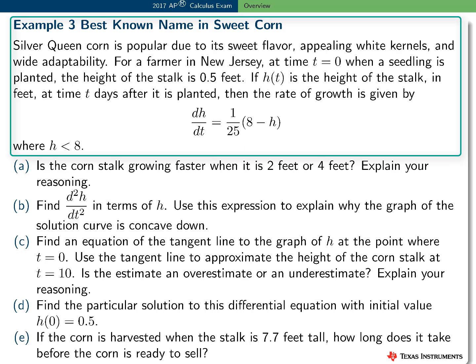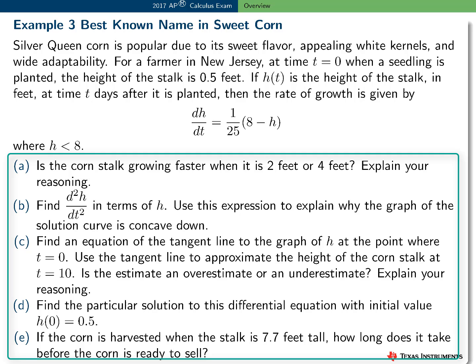This example involves silver queen corn, one of my favorite varieties. Let's suppose that at time t equals 0, a seedling is planted with height 0.5 feet. If h of t is the height of the stalk at time t days after it's planted, then the rate of growth is given by this differential equation, where h is less than 8. Here are several questions in context.